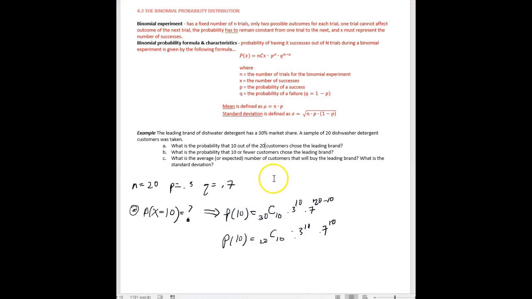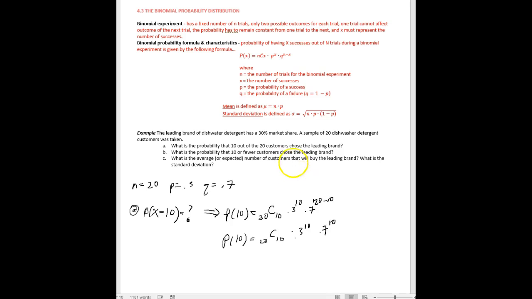Let's look here. Okay, so B. What is the probability that 10 or fewer customers choose the leading brand? For B, hear me out here, we don't use this formula. Well, I guess you could. Geez, that would be miserable. But you would be using this formula for x equals 0, x equals 1, x equals 2, x equals 3, x equals 4, all the way up through x equals 10, and you'd be adding them all up. So that's clearly not the way you want to approach it. It would take you legitimately like an hour to solve the problem. So you don't want to do that.